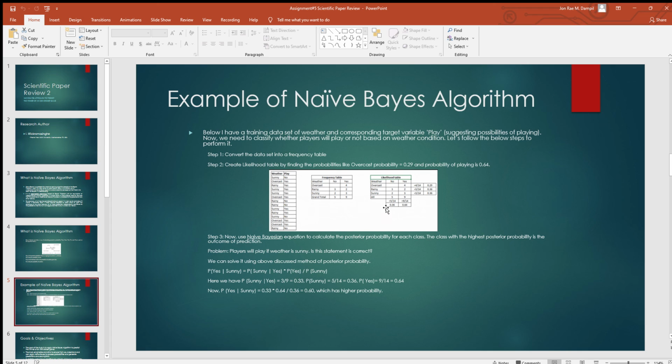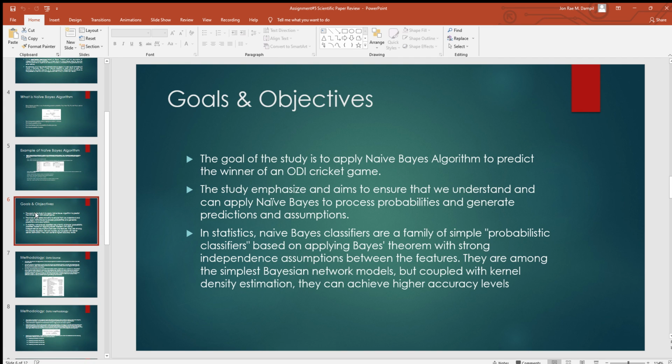And then P(Sunny) is 5 over 14, because we have 5 responses, 2 no's and 3 yes. So 5 divided by 14 is 0.36. And for P(Yes), the probability of yes, that will be 9 over 14, because we have 9 responses for yes over the total number, which is 14. And we multiply all of them together and we get the answer of 0.6, which is basically a higher probability. So it means there's a high probability that players will play if the weather is sunny. Okay. Now back to the study for the paper review.